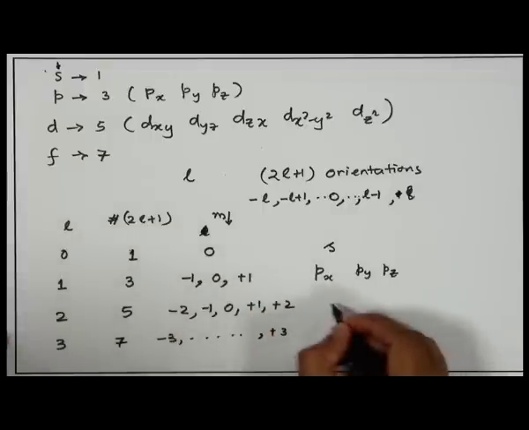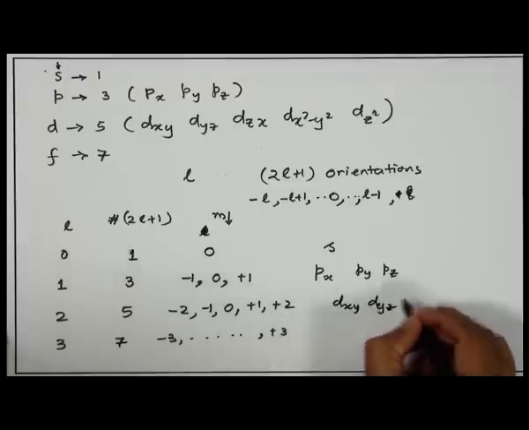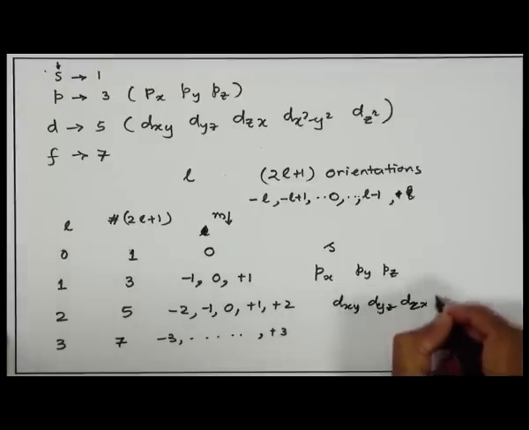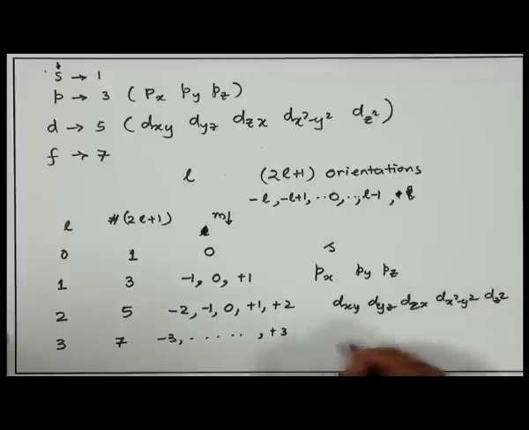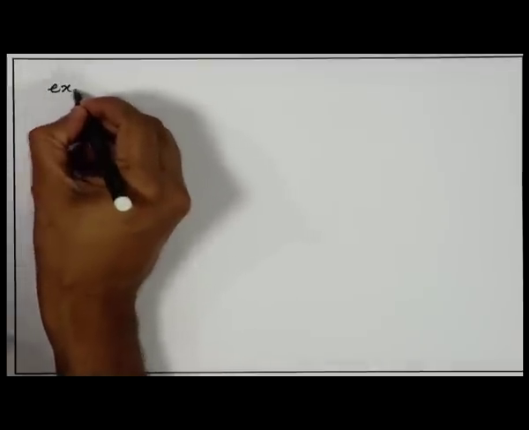And similarly, when L equals 2, we have dxy, dyz, dzx, dx square minus y square, dz square, and f will have 7 different orientations. Let us look at this example.